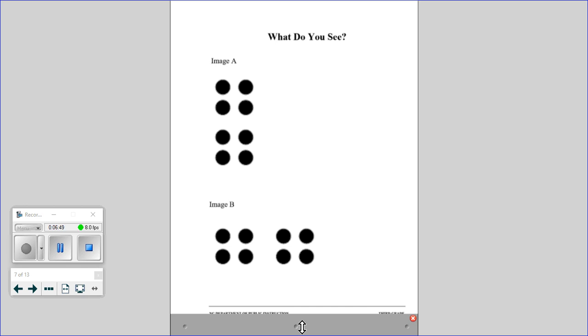Give me a Me Too signal if you used two groups of 4 again. A couple of you did that? Give me a Me Too signal if you just knew that was 8, just by looking at it. That could be a problem.